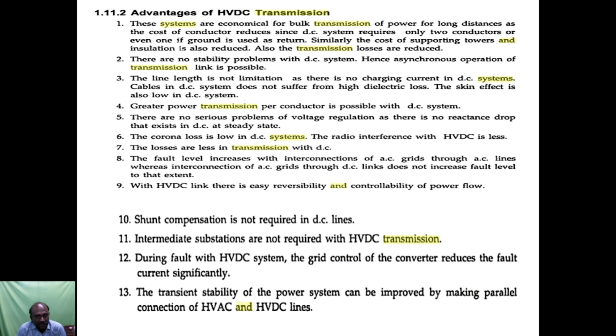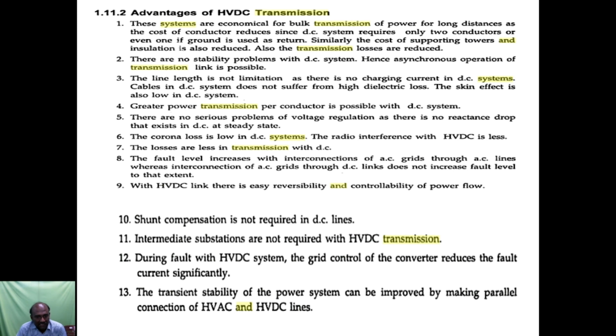Greater power transmission per conductor is possible with DC. So power transfer per conductor is very high in DC. There are no serious problems of voltage regulation as there is no reactance that exists in DC at steady state. The corona loss is low in DC systems. The radio interference with HVDC is less. Therefore, no corona is produced surrounding the conductors. The losses are less in transmission.